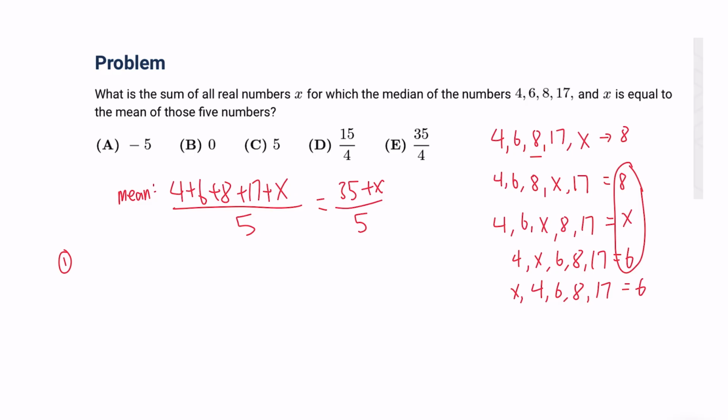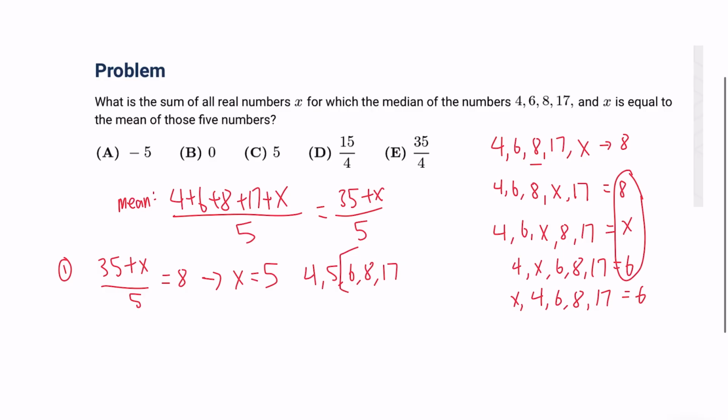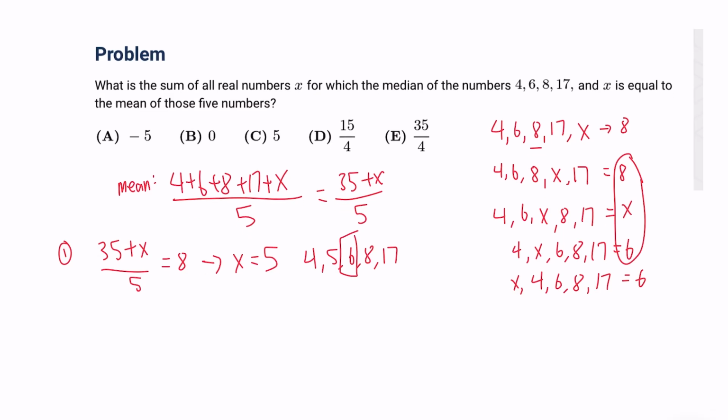So if the median is 8, I'm just going to start with this. And that means that we want the mean, 35 plus x over 5, to be equal to 8. So that means that x is equal to 5. Well, if x is equal to 5, then that's not possible, because if we place it from least to greatest, it'd be 4, 5, 6, 8, 17. Well, we see here that the median is 6. So that's not possible because we want the median to be 8. So the median could not be 8.